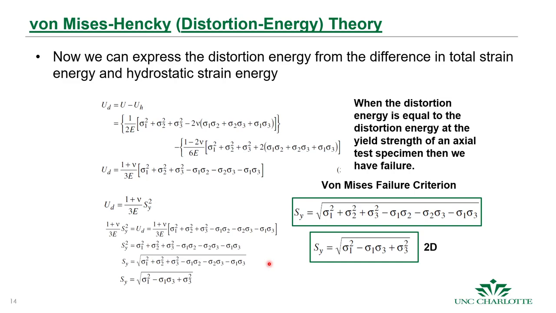So once you get your state of stress in your machine design, you can calculate your principal stresses. Once you have your principal stresses, you can just plug them into this expression for the distortion energy criteria for ductile materials, and you can compare it to the yield stress. And if this value is greater than the yield stress, then you're in trouble.